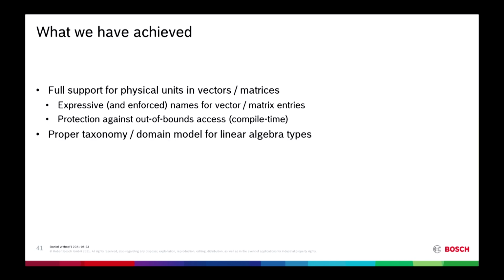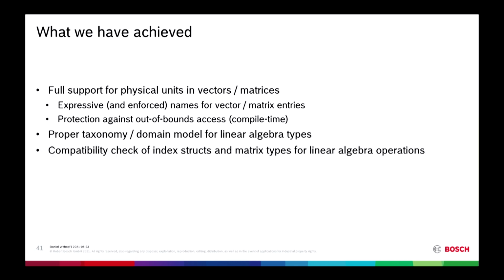Furthermore, we've seen that we can come up with a proper taxonomy or domain model for all linear algebra types. So we've seen that there are covariance matrices, Jacobians, row and column vectors, and a lot more. And I think it also makes a lot of sense to distinguish that so that you have a real semantic description of what you're doing, what operations you're executing. And as we've seen, we've introduced a compatibility check for all index structs and matrix types for all linear algebra operations.